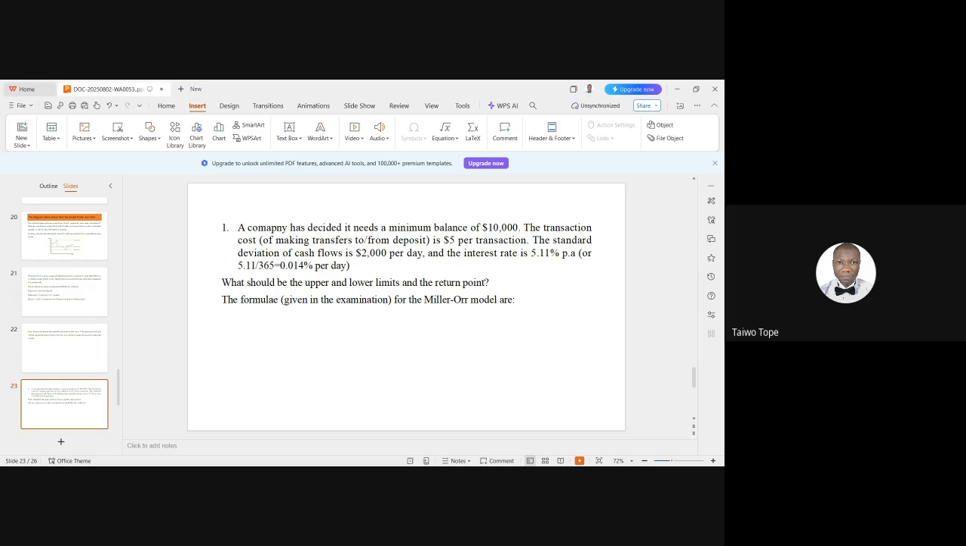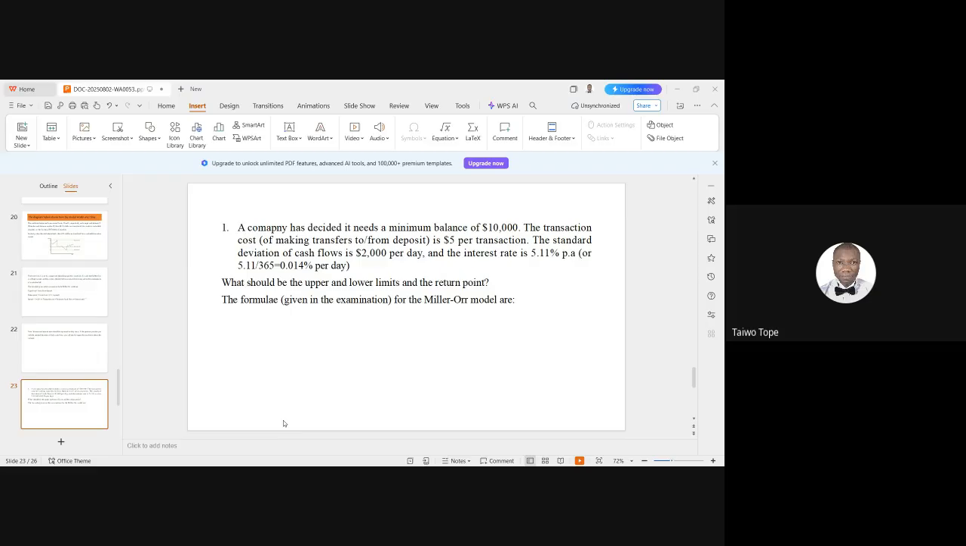5.11% per annum. In days, it can be 5.11 divided by what? 365 days. Then you have 0.014 per day. Take note, interest rate is always given per annum, even where the question didn't say it. It's always per annum. Or you can now get it in months.